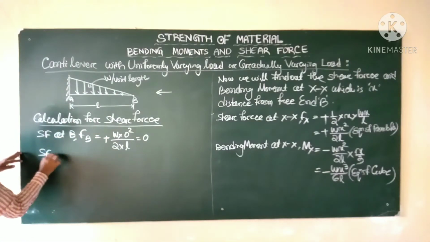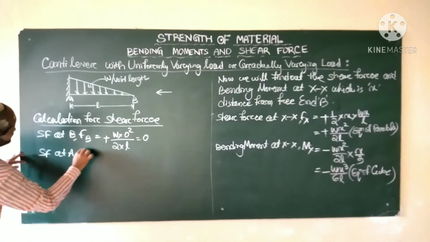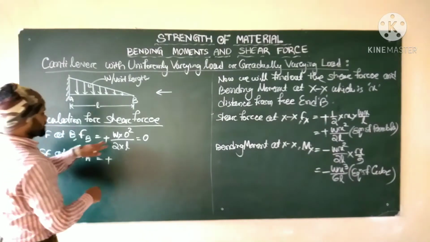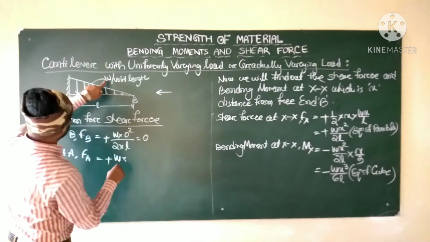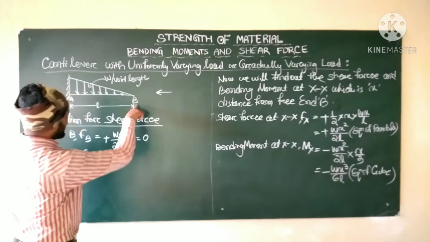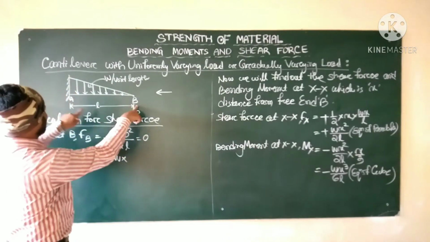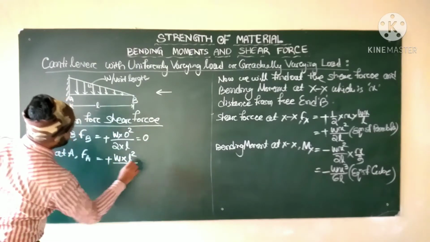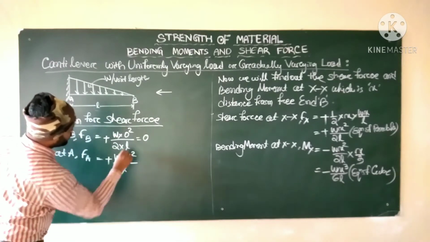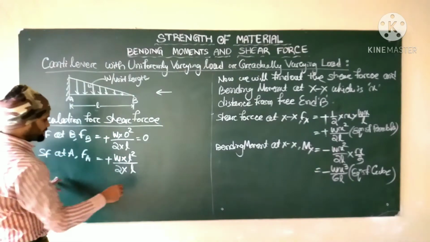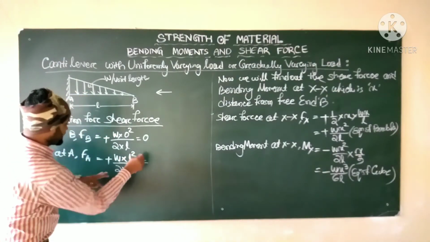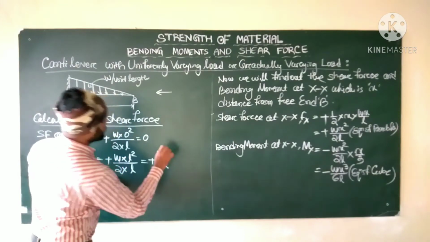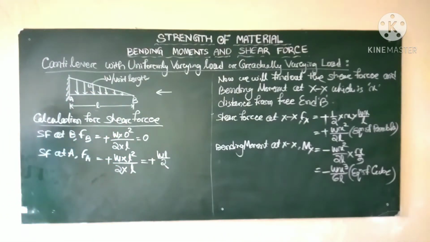Next, shear force at A, that is FA, equal to plus W is the load into distance. At point B the distance is 0, but at point A the distance is small l. So W into small l square divided by 2 into L, L cancelled out. The rest part is WL by 2. This is the shear force.